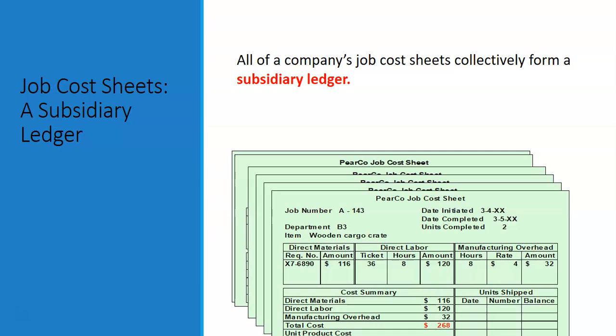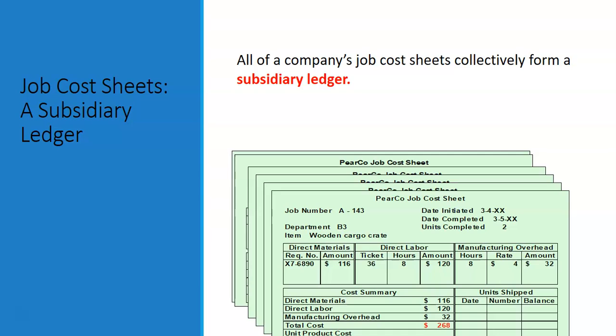All of a company's job cost sheets get collected in a subsidiary ledger. If you remember from Accounting 1, the main subsidiary ledger we talked about was the accounts receivable ledger. In the accounts receivable ledger, we would have all of our different customers with their own accounts in a separate ledger, but they would all add up to the total. So this is what job costs do. We have all of our individual job sheets, but the totals end up in inventory.